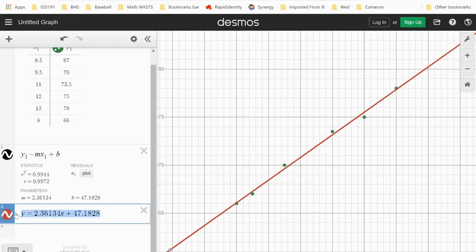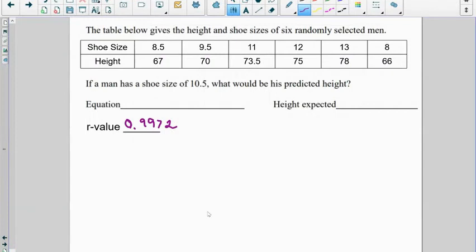So I'm going to go ahead and copy this. Make it a little bit easier. There we go. Spread this out a little bit and looks good.